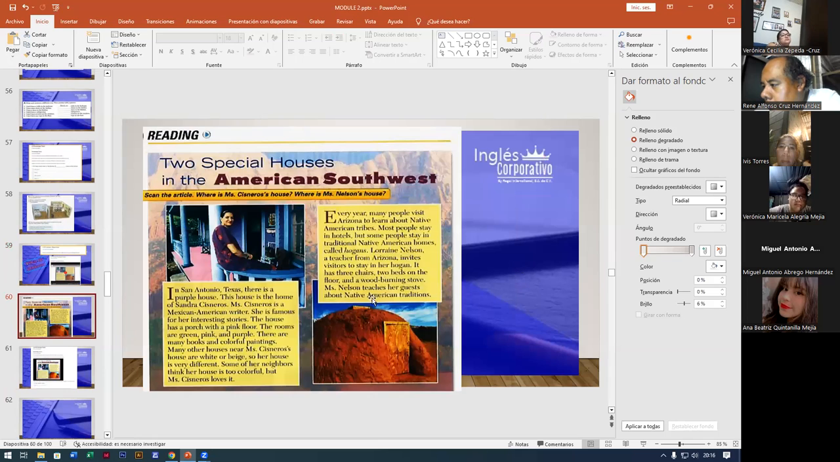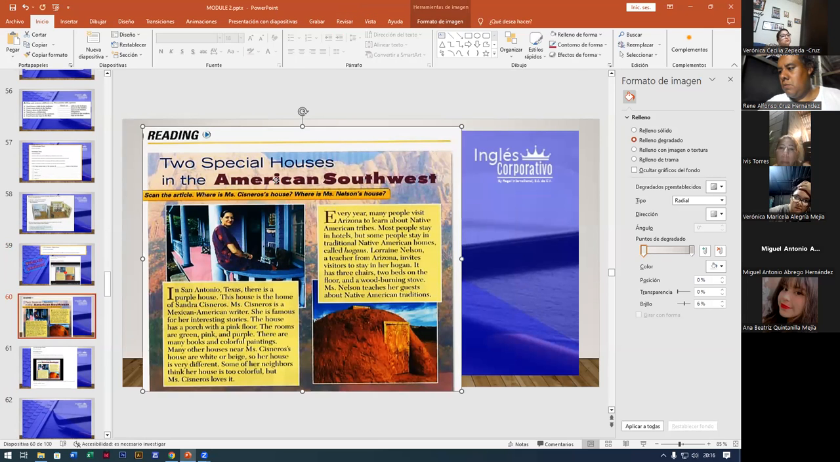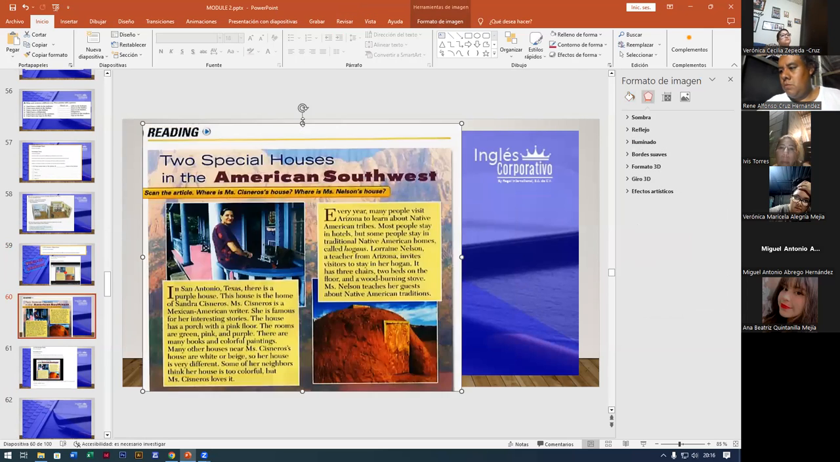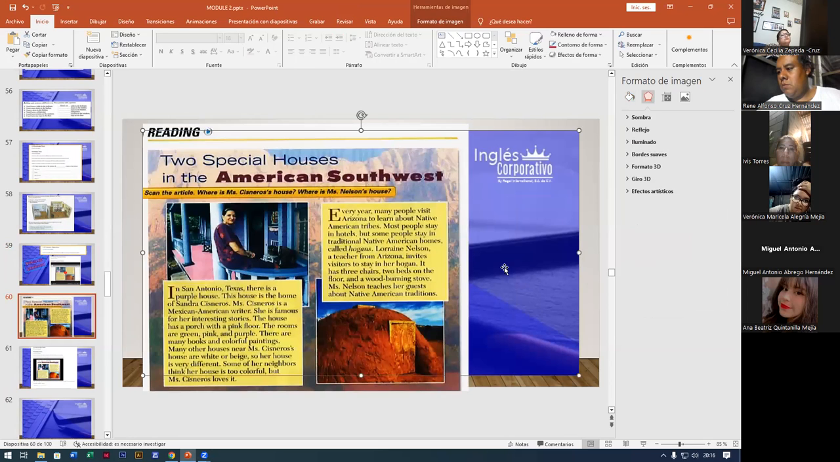All right, so we could hear and also see about two different houses. In the one, they have different characteristics, right? And they have different elements, different furniture here. Let's see. We're going to try to read it here. Let's start here. It says, two special houses in the American Southwest.